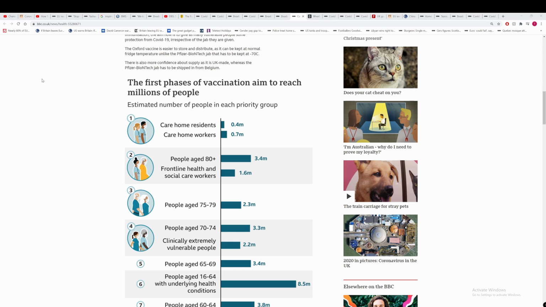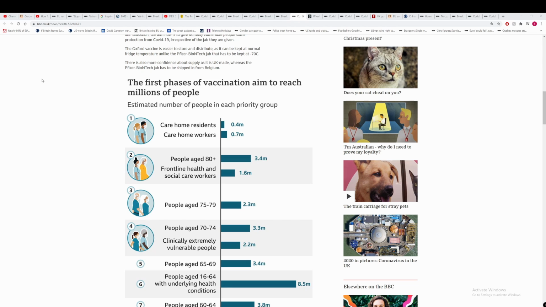The Oxford vaccine is easier to store and distribute, as it can be kept at normal fridge temperatures, unlike the Pfizer-BioNTech one that's been kept at -70. And that's the key here. The Oxford one is far more shelf stable, and that's going to be good news for rural areas, where it's much harder to ship out the Pfizer-BioNTech one and keep it at -70.